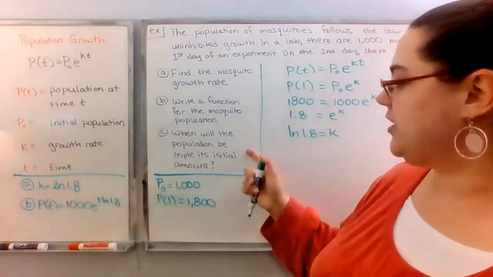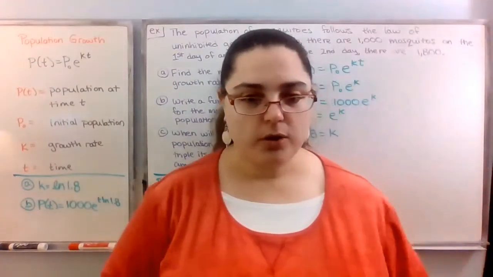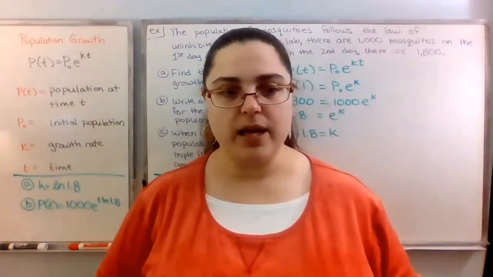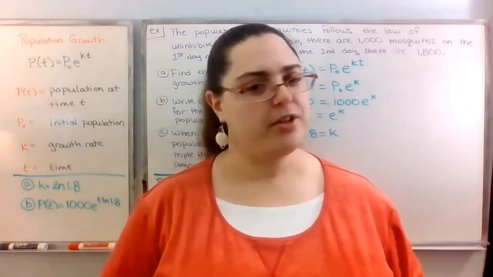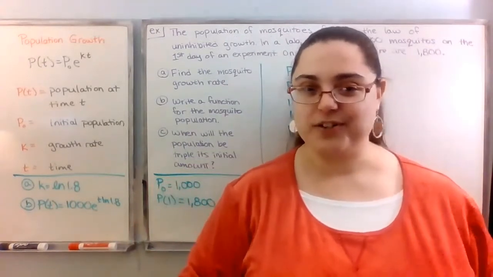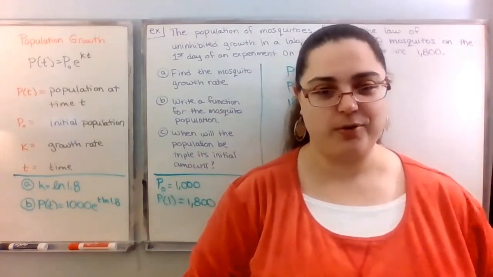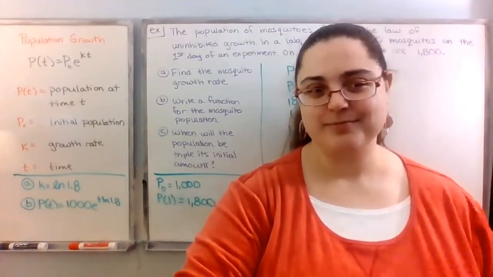Let's move on to part C that says, when will the population be triple its initial amount? So we're going to work through this problem in a slightly different way than you may be wanting to go to instinctually. If you want to try this one out, pause the video and try it out, and then you can compare it to the method we're going to use. And remember, there's always a method to my madness.